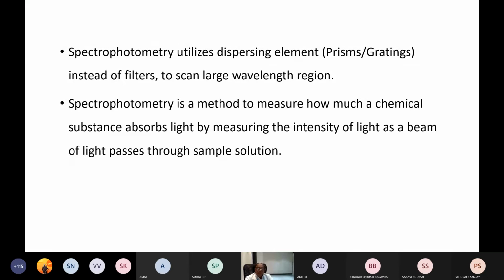And depending upon the guidelines given by the spectrophotometer, when you ask it to scan the wavelength, you can make use of that wavelength only and measure the things. That is one advantage of spectrophotometry.